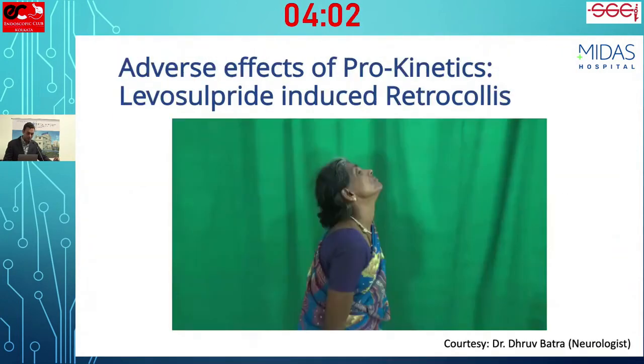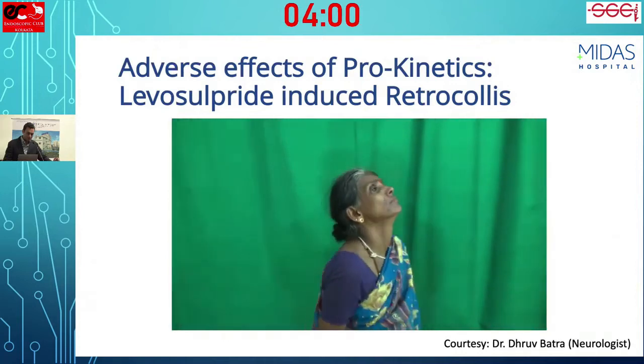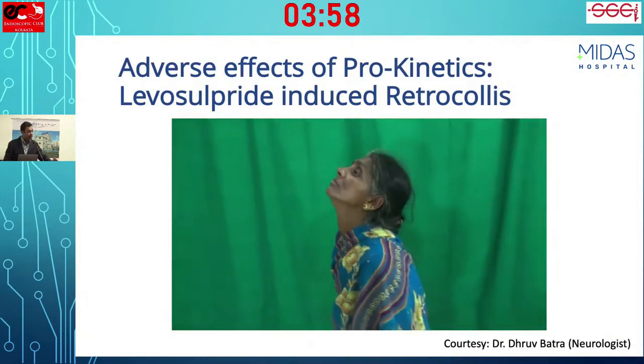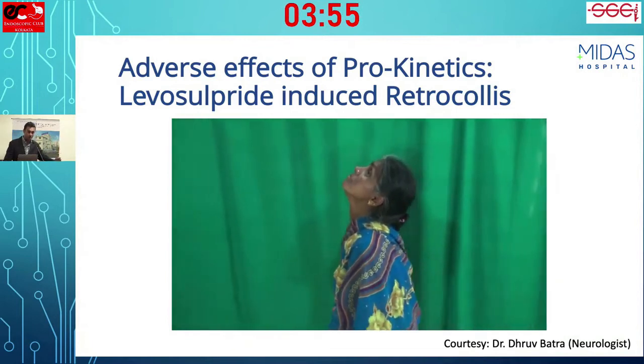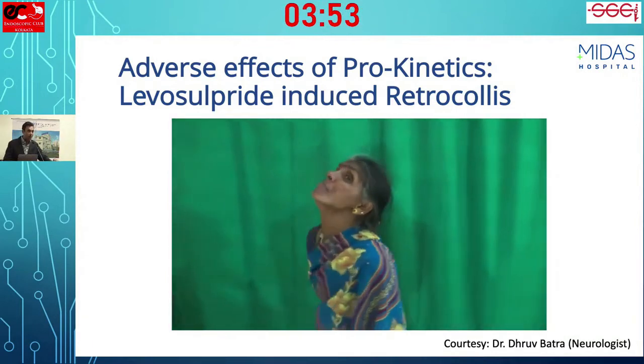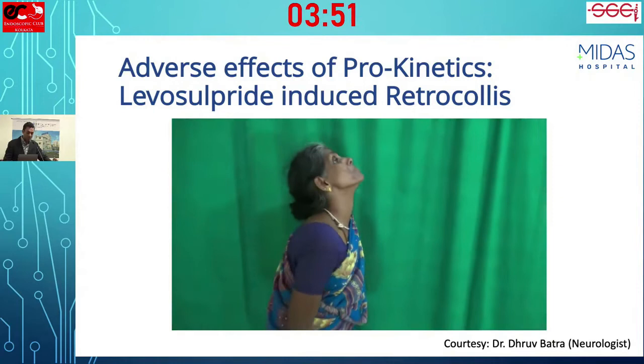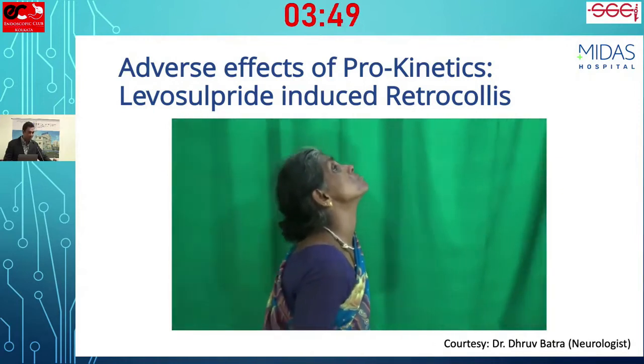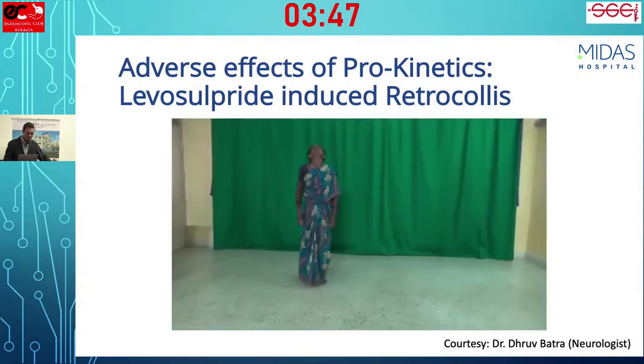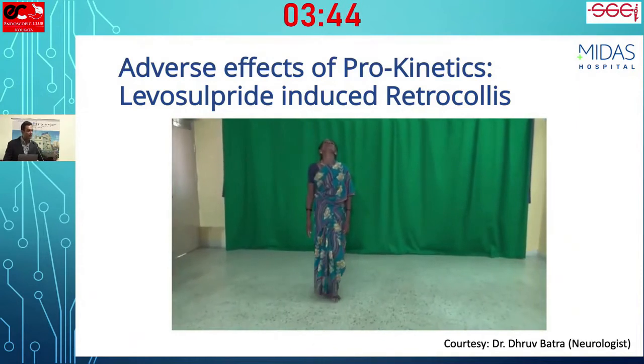And I'm going to move forward to just show you a video of a patient who had an adverse effect from levosulpiride. I'm sure all of you use this all the time. So this is a patient who has a permanent neurological damage, which is retrocollis. It's an extrapyramidal side effect from levosulpiride. So therefore, we don't want to use these in the long run.